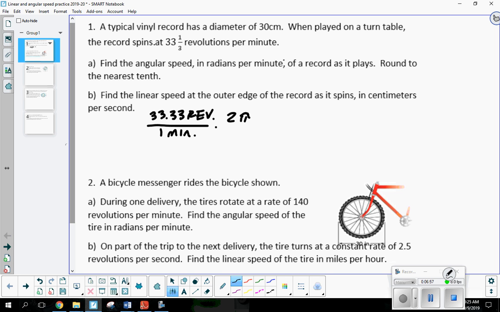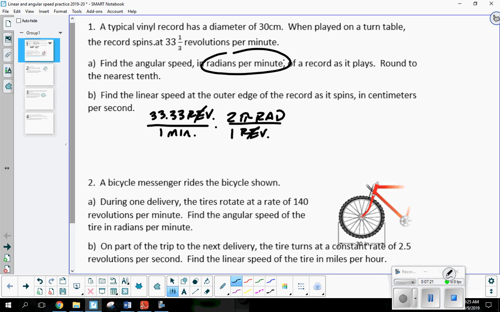We're going to multiply that by 2 pi radians over 1 revolution. So this is radians per minute, which is exactly what A wanted. If I stop there, that is the angular velocity of our problem. We're talking about a vinyl record and how fast it's spinning. But now B says, I want to find the linear speed. That's the same as linear velocity.